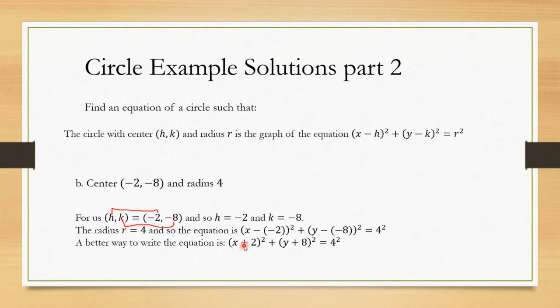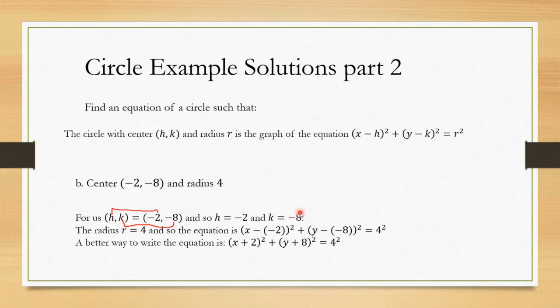But if you want to read off the center, you want to make sure you have minus. So if you want to actually get the center, and you have addition here, you want to convert that to minus. So this you would think of as x minus -2, y minus -8, if you're reading off it to get the center.